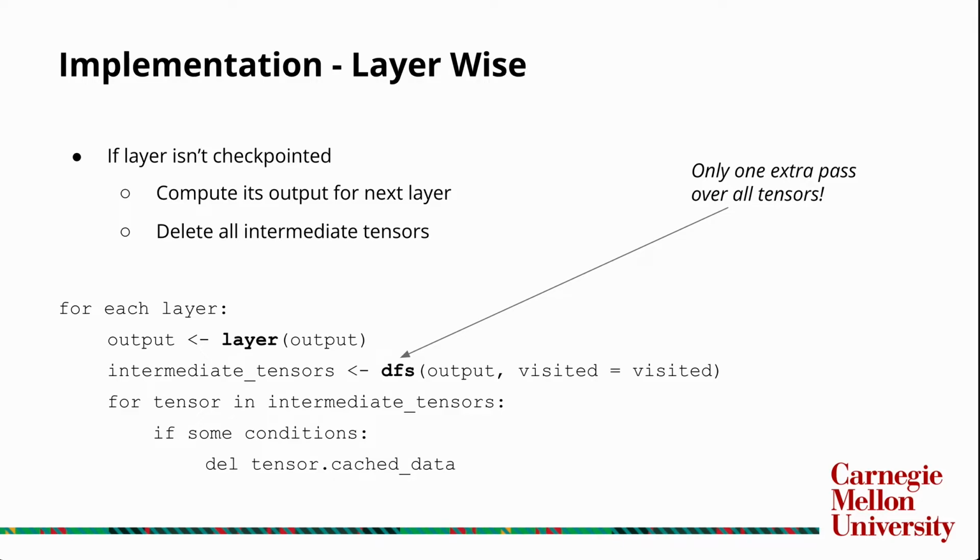A subtlety here is that this DFS call looks like it might be expensive, but instead we keep a running visited set that stores all intermediate tensors so far in the computational graph. That way, this DFS call for a given layer will only touch the intermediate tensors of that layer, as opposed to needing to go all the way back through. And so overall, we only need to touch each intermediate tensor one time extra.